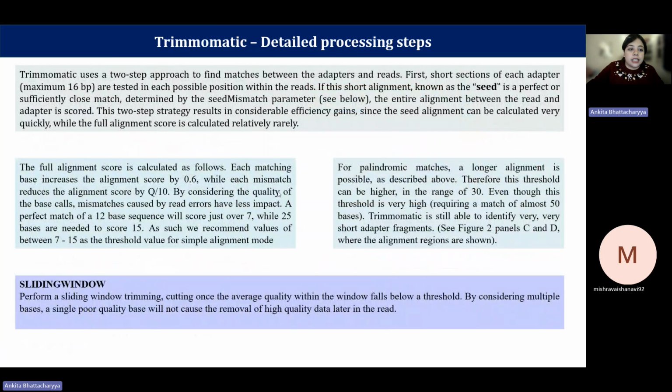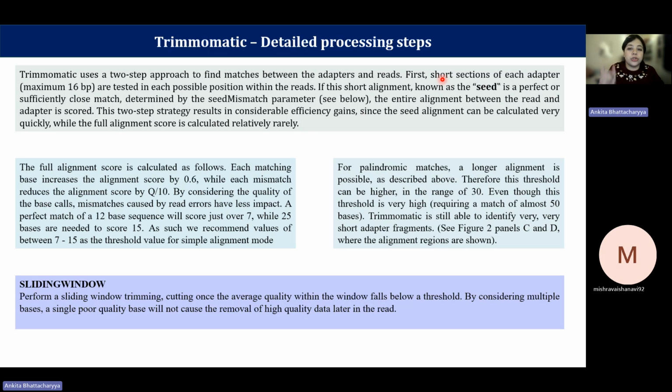Trimmomatic uses a two-step approach to find matches between adapters and reads. How does this approach actually work? First, short sections of each adapter, maximum 16 base pairs, are tested in each possible position within the read. If this short seed alignment is a perfect or a sufficiently close match, then the entire alignment between the read and the adapter gets scored.